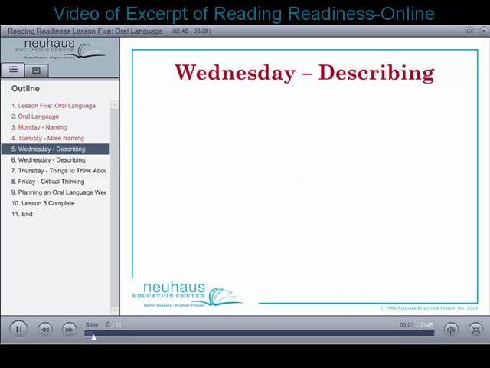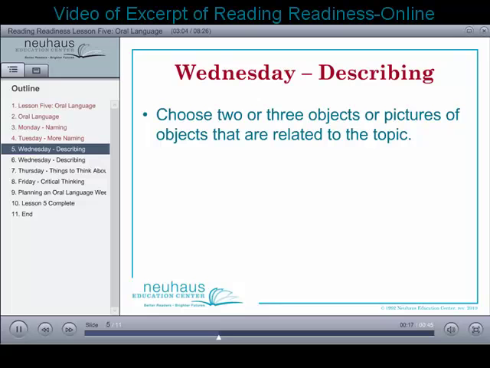A very important comprehension skill is summarization. Students must succinctly organize their thoughts. Describing an object using the describing hierarchy helps students to organize their thoughts in a succinct manner. On Wednesday, students will describe 2 or 3 objects or pictures of objects that relate to the topic. Students describe each object using the describing hierarchy.